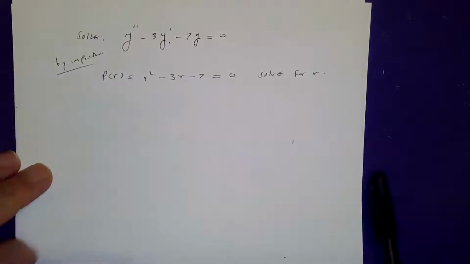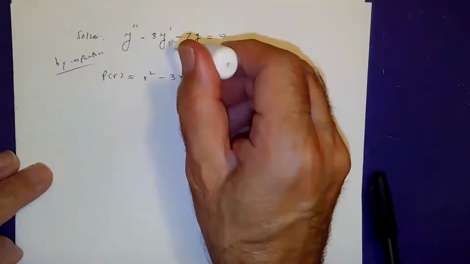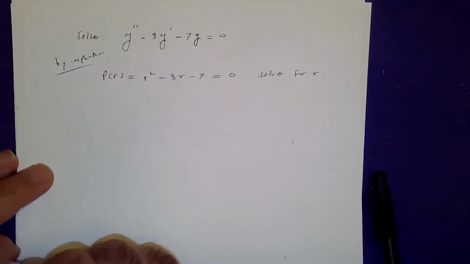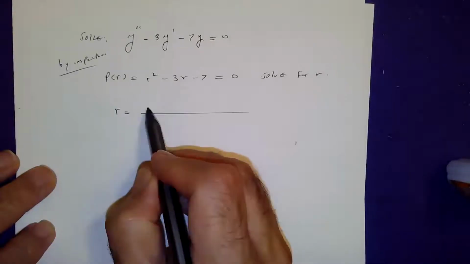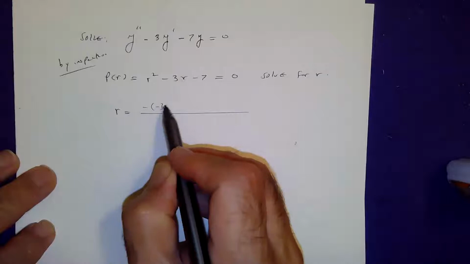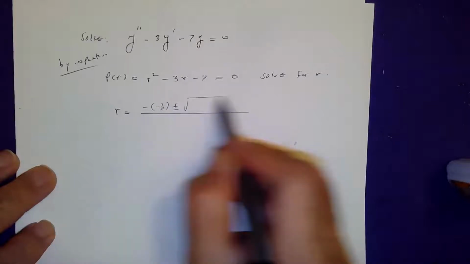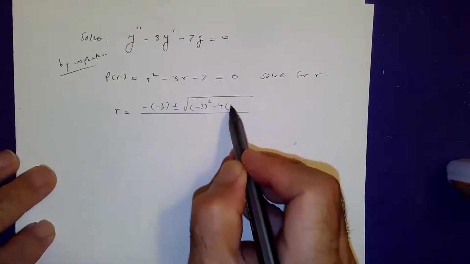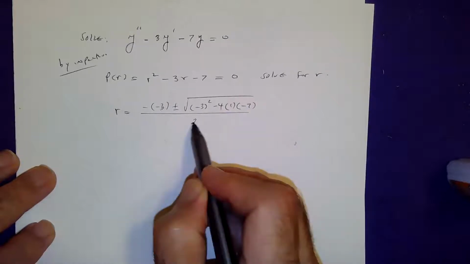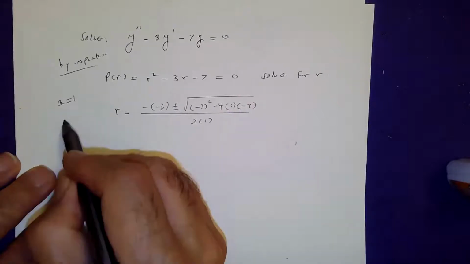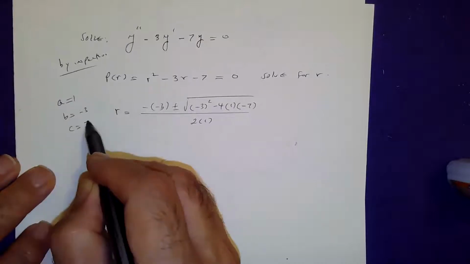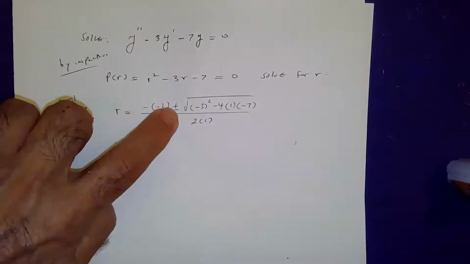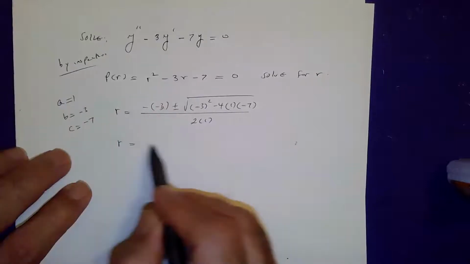Sometimes the equation is not factorable. That's okay. Because it's a quadratic equation, we use the quadratic formula, correct? R is equal to negative b plus or minus the square root of b squared minus 4ac over 2a. Remember, a is equal to 1, b is equal to negative 3, and c is equal to negative 7. That's the quadratic formula from algebra 1. So r is equal to what?